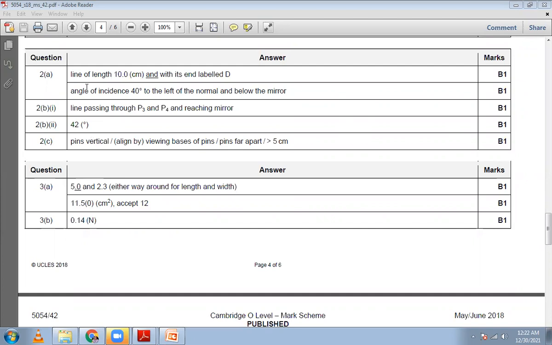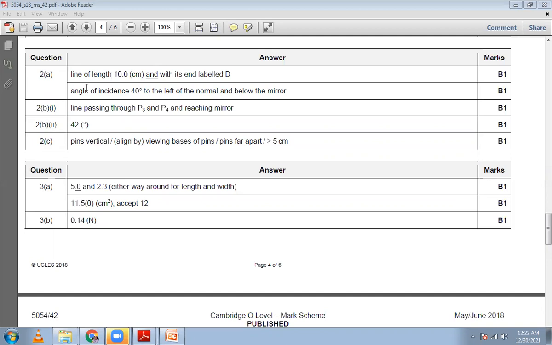We are done with that. Line passing through P3 and P4 and reaching the mirror. We are done with this. He says 42 degree. They think 42 degree. The diagram, the photo I have taken, here it's showing 41 degree. I have written 40 degree, but you are supposed to write the exact angle.